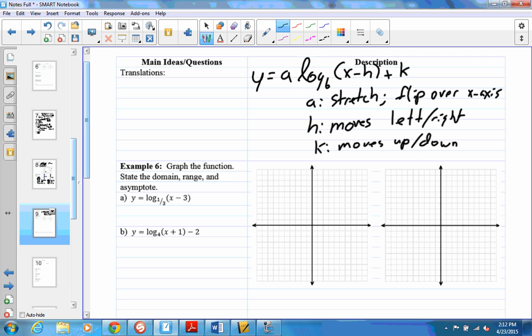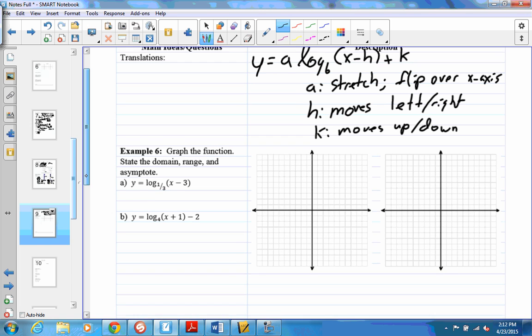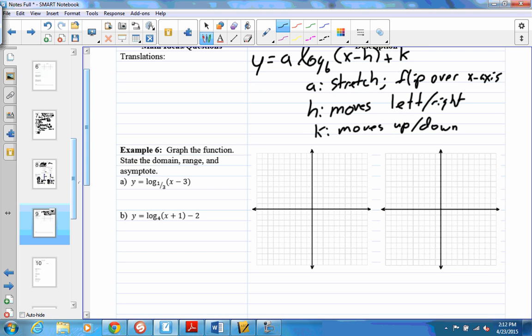Stays the same, guys. So, graph the function, state the domain, range, and asymptote. All the same stuff, right? Only thing that's different, well, I still have a log base, but I'm throwing an H term in. Okay? So looking at this first one, how is it going to move? Left, right, up, or down? It's gonna move right 3.